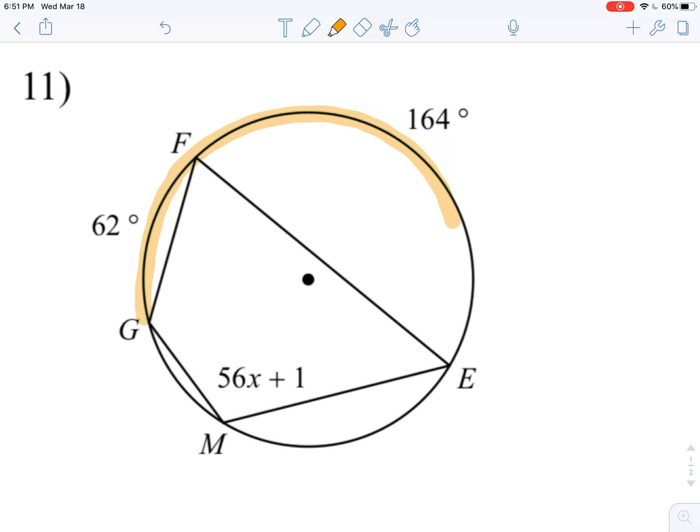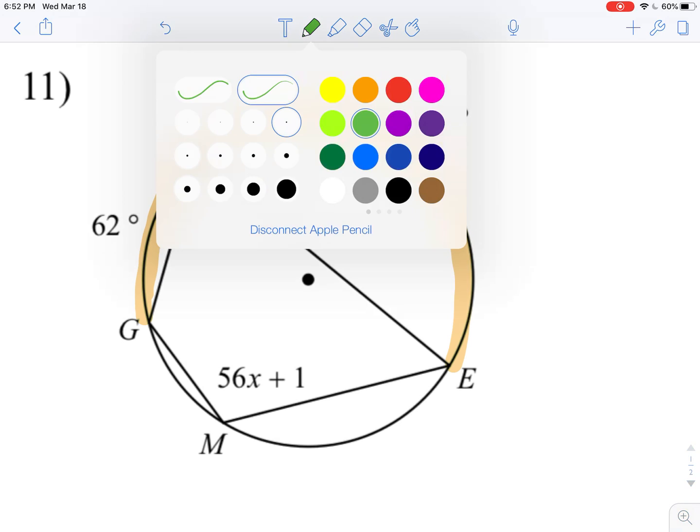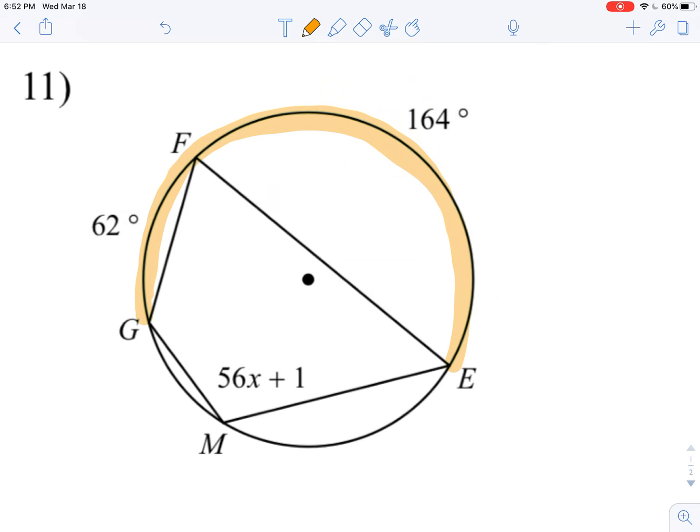So you're given this angle. You're given this arc, rather. This whole arc is what you're given. And see if you can solve for x. All right, so we're given that arc, and then this is the angle here that intercepts the arc. That was nice enough of them. So 164 plus 62 gets me the whole arc is 226.